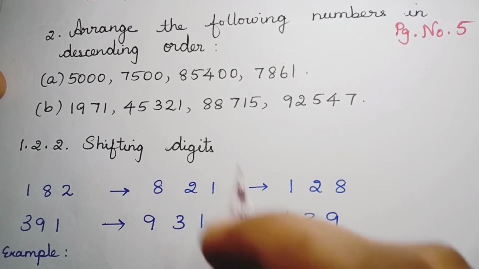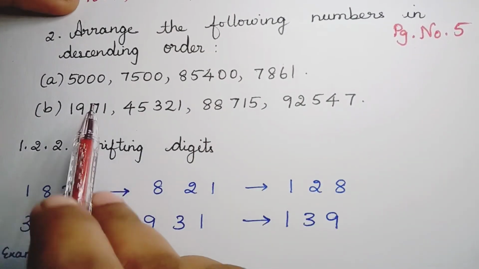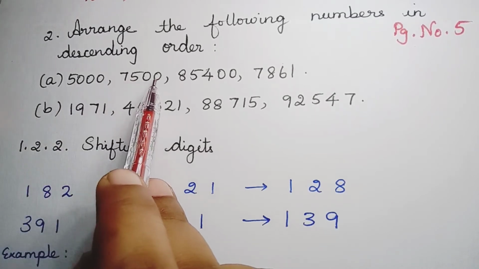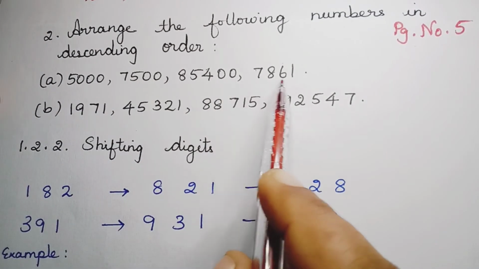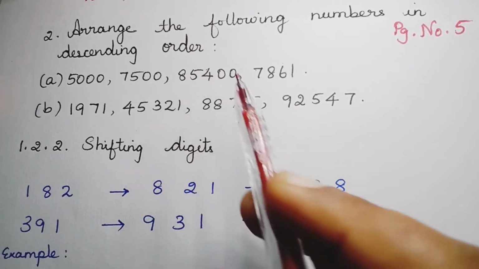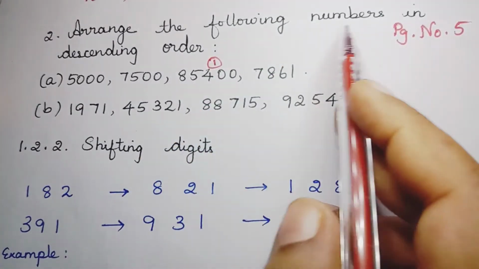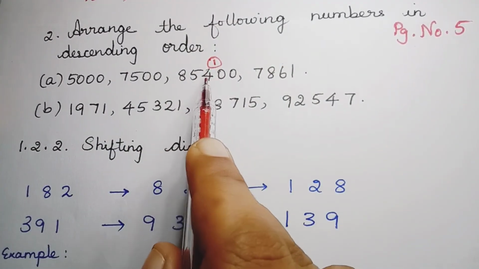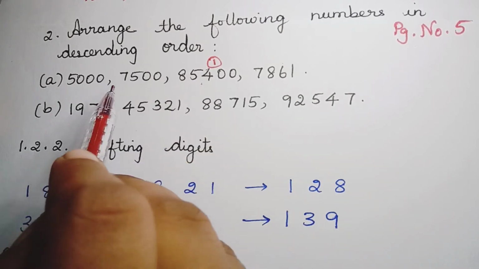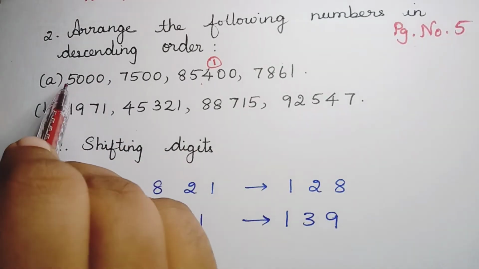Next question is, arrange the following numbers in descending order. Okay, so we will find out. First count how many digits are there. 4 digits, 4 digits, 5 digit and 4 digits. So only one number is there with 5 digit. So that will be the first position. Okay, so this is the first position because it is descending order, right? So biggest number should be written first. So next, all the numbers we have 4 digits. So compare the first digit.